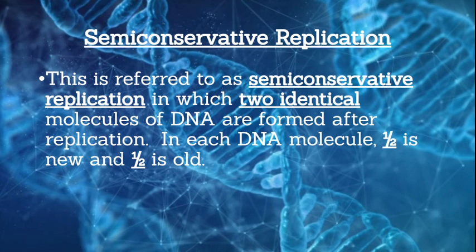Now let's talk about semi-conservative replication. This is referred to as semi-conservative replication, in which two identical molecules of DNA are formed after replication. In each DNA molecule, half is new and half is old. That was kind of represented on our last figure with our old DNA and our new DNA. So this is the semi-conservative replication.